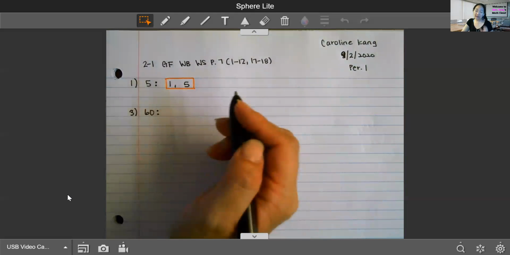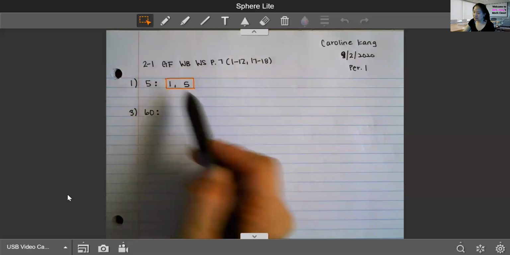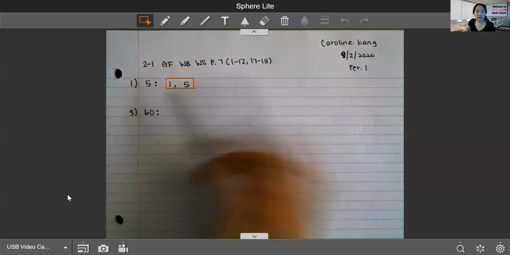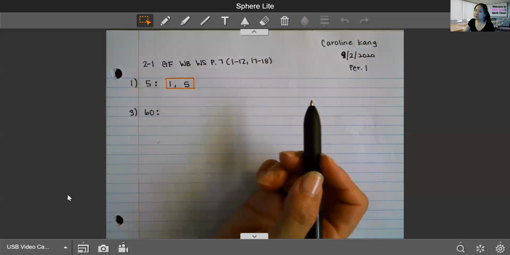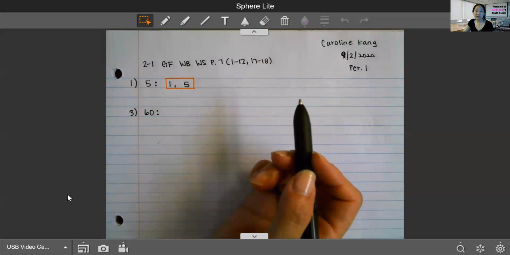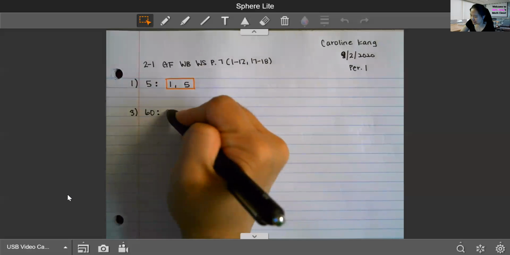By the way, when you only have 2 factors, 1 and the number itself, we call this number a prime number. Some other prime numbers are, like 7. 1 and 7 are the only factors. 11, 1 and 11 are the only factors. Okay? All right.